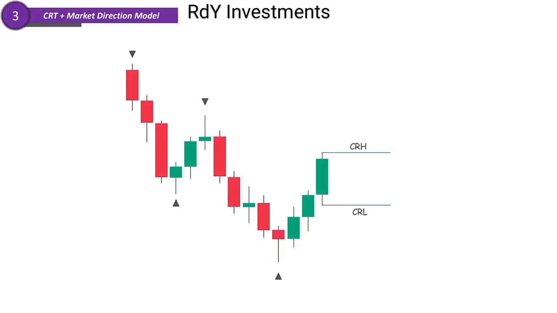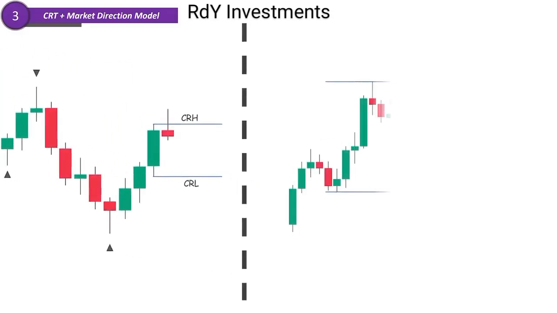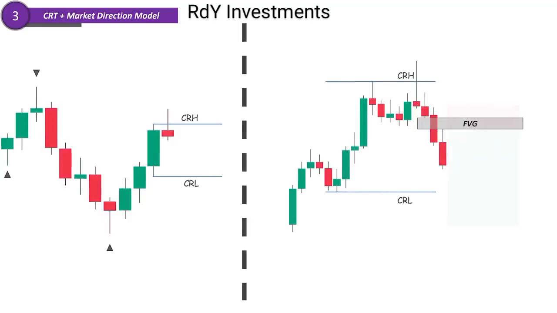Just like before, we mark the high and low of each bullish candle and wait to see how the next candle behaves. If the next one breaks and closes above the range, the setup is not valid. But if it sweeps above and then closes back inside the range, we have a valid CRT signal in line with the bearish trend. To improve the entry, we zoom into a lower time frame and wait for a fair value gap to form right after the sweep. Then, we place our sell order at that gap and set the stop loss above it.